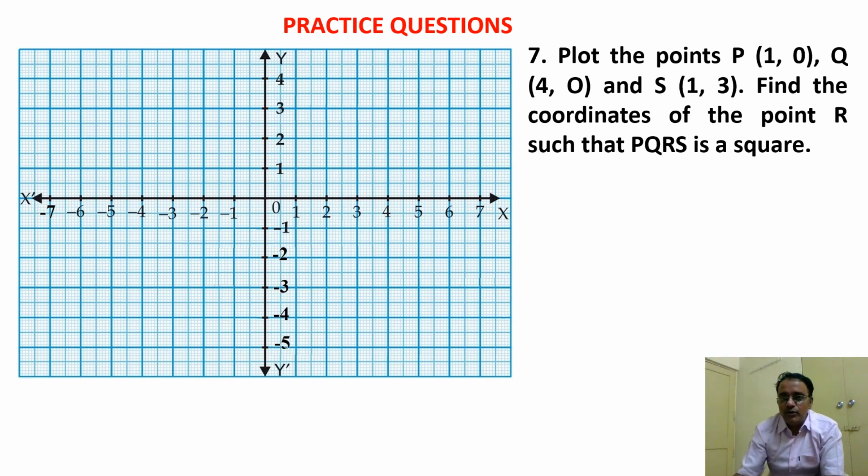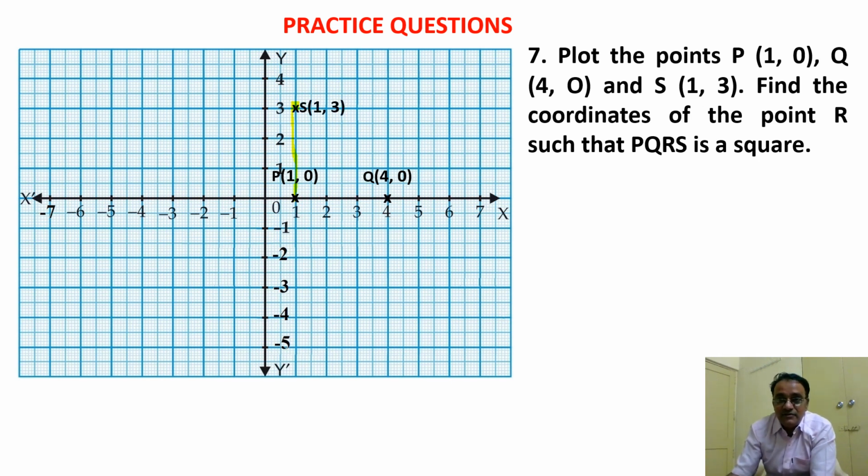Now we are going to plot the point. सबसे पहले P 1 0, y coordinate is 0, that means it belongs to x axis. X axis पे कहाँ होगा? 1 पे होगा. Q 4 0, again y coordinate is 0, it belongs to x axis. कहाँ पे होगा? 4 पे होगा. 4 0. Next is S. S is 1 3. So 1 3 कहाँ पर है? यहाँ पर 1 है और यहाँ से 3 तक मूव करना है. So यहाँ पर 1 3 है.